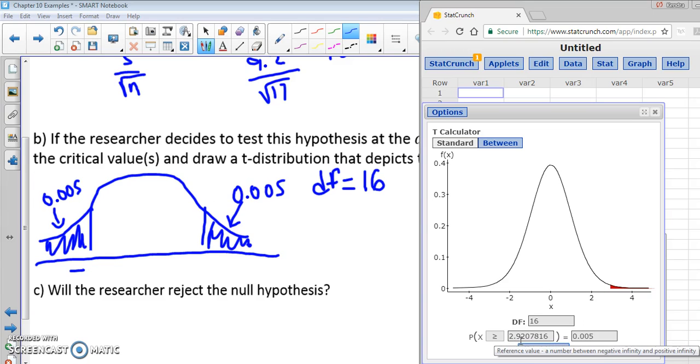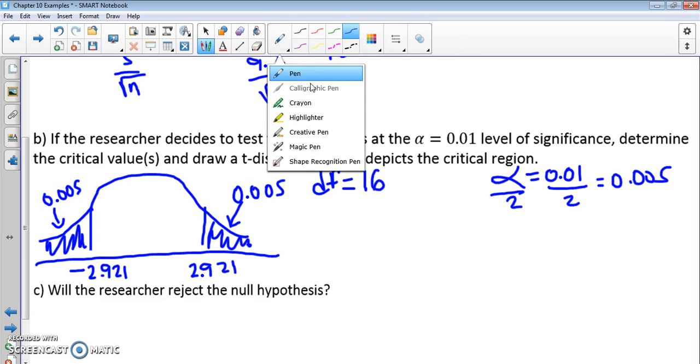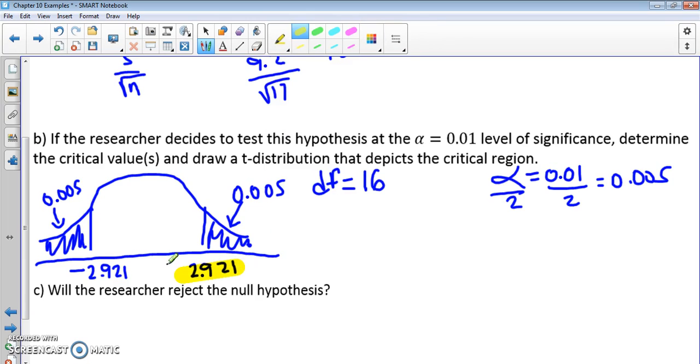So 2.921. We're going to round to 3 decimal places. So 2.921 and negative 2.921. So those two values are our critical values.